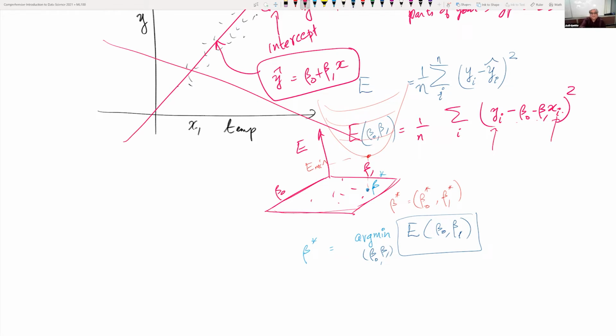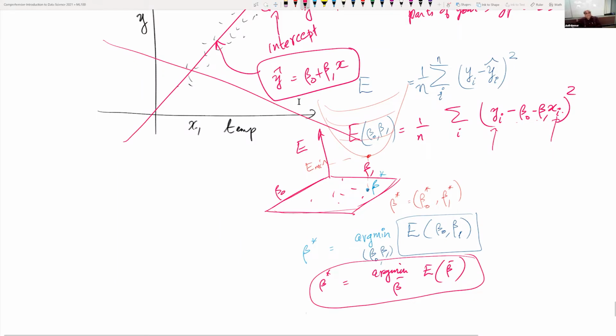If you want to write it in a vector notation, you may even say beta star is arg min over the beta vector of E, which is a function of the beta vector. That's an error function. And this is essentially regression with a straight line. But a straight line may not be your only hypothesis. It may be a curve, it may be something else. We'll come to that later, but for now we'll stick to a straight line.